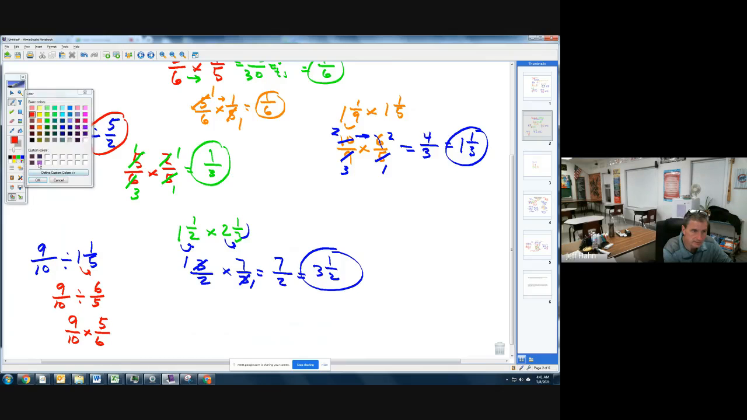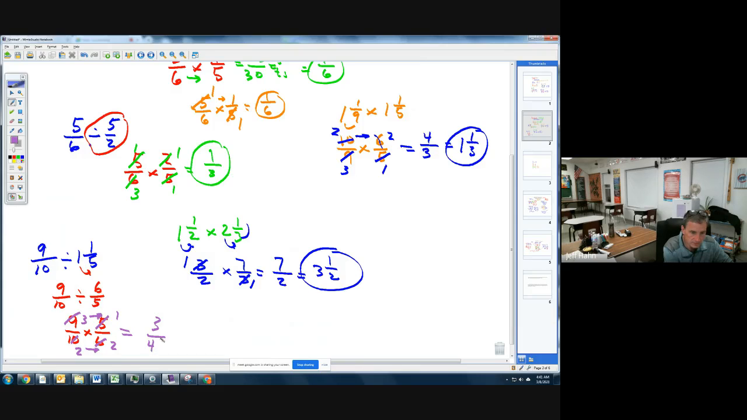And then I look to see if I can cross-cancel. Do 9 and 6 have common factors? They do. A 3 goes into 9 3 times. A 3 goes into 6 twice. 5 and 10, common factors? Sure. 5 goes into 5 once. 5 goes into 10 twice. Again, remember, you can't do tops with tops or bottoms with bottoms. So you just end up multiplying. You get 3 over 2 times 2, which is 4.